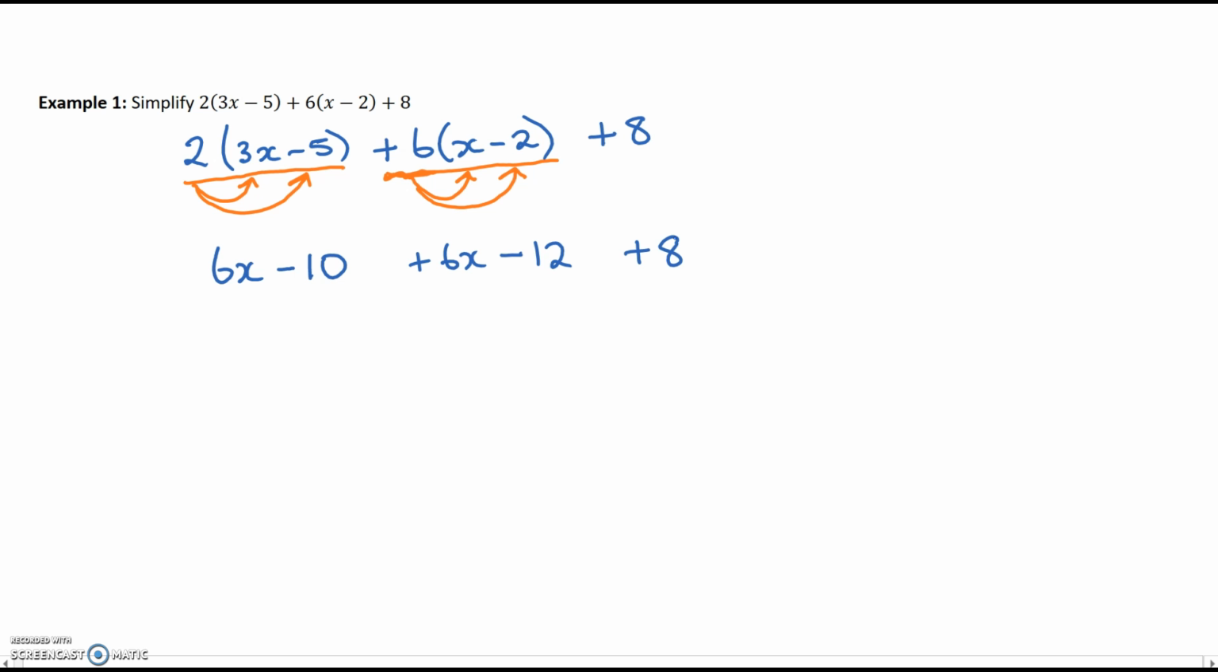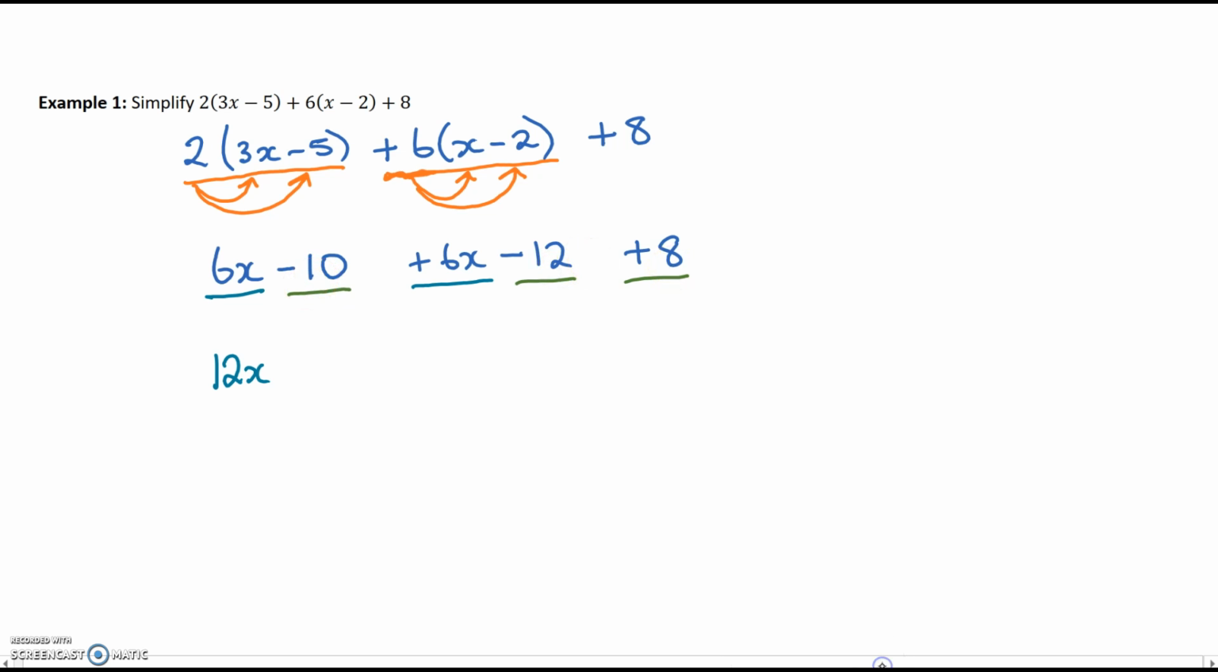Okay, and now we look for like terms. So we have the x's. Here's a 6x, and here's another x term, plus 6x. The numbers are also like each other, so we'll take care of those separately. So we have 6x plus 6x is 12x, and then we have negative 10 and negative 12 and plus 8.